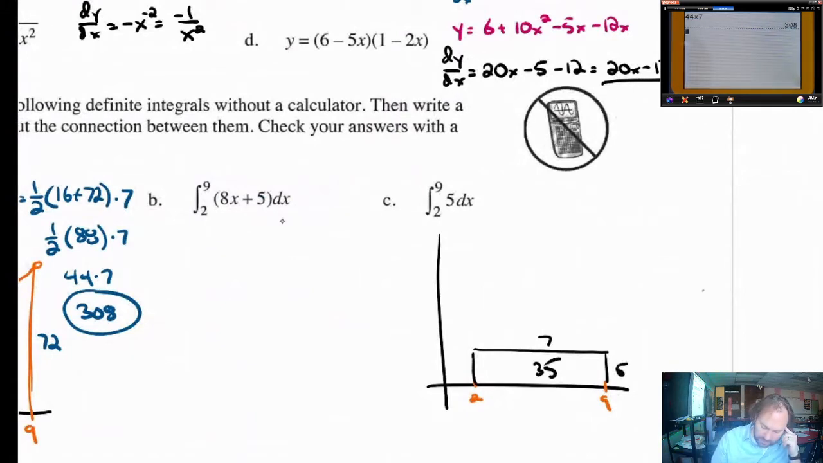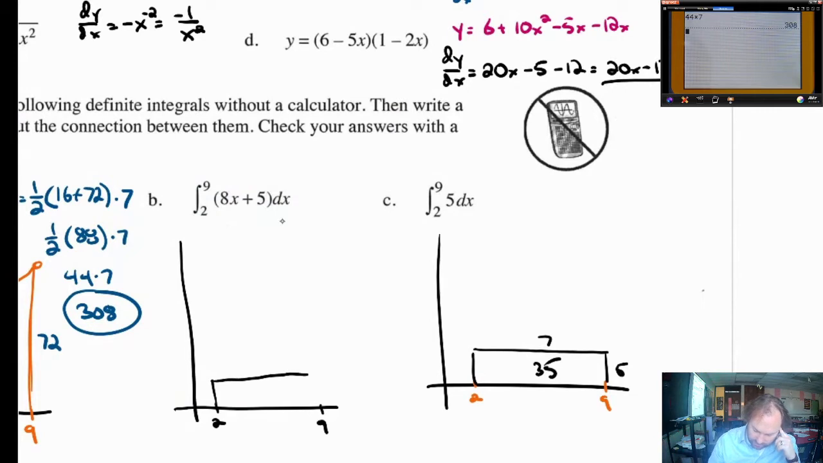Here's what I want you to see: if you were to do the same thing in question B, from 2 to 9, you would have that same 35 area on top of that same trapezoid area that we did before. Actually, let me boost that up a little bit because it was kind of like this.